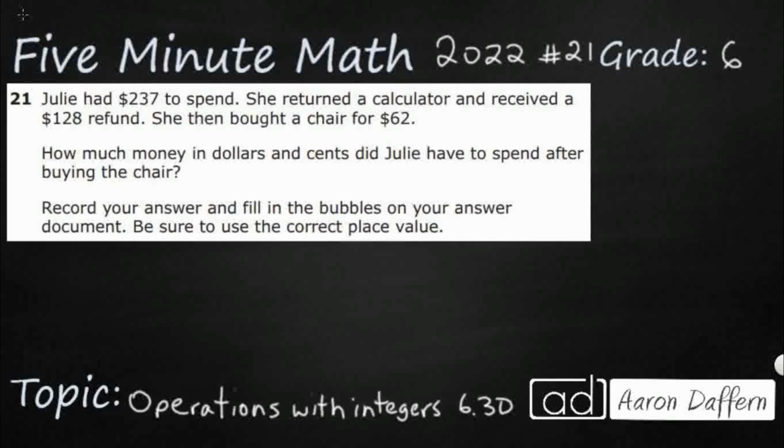So we've got Julie. Julie has got $237 to spend. So she returned a calculator and received a $128 refund. And this word refund is going to be important for us. That's a vocabulary word that we're not going to find anywhere on our mathematics chart. Then she bought a chair for $62. How much money in dollars and cents did she have to spend after buying the chair? Okay, so really we've just got these three numbers, right? We've got $237, we've got $128, and we've got $62.